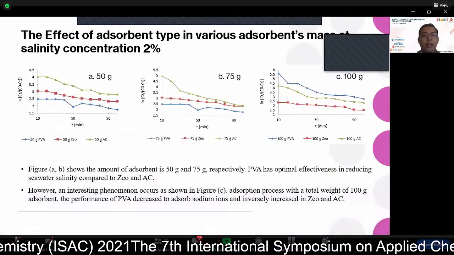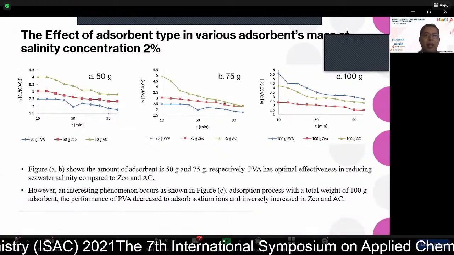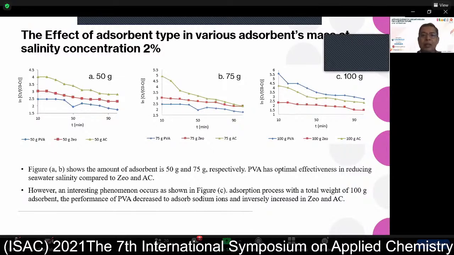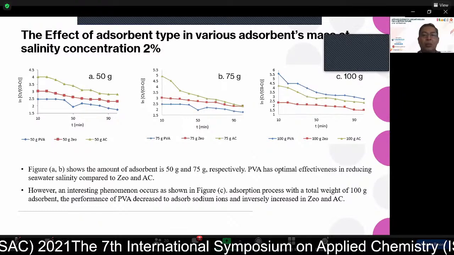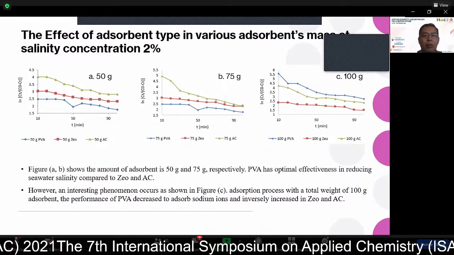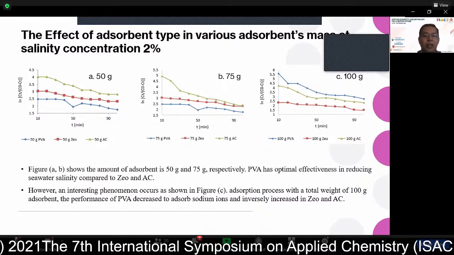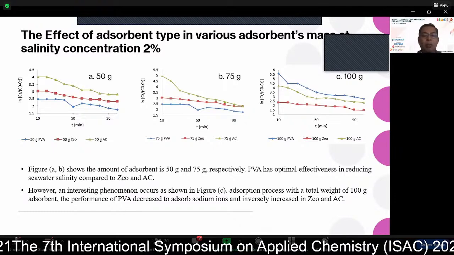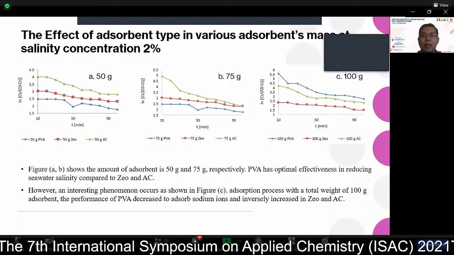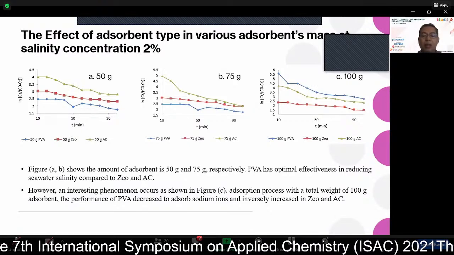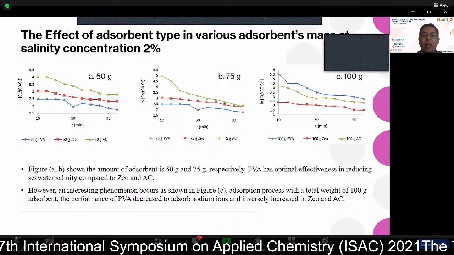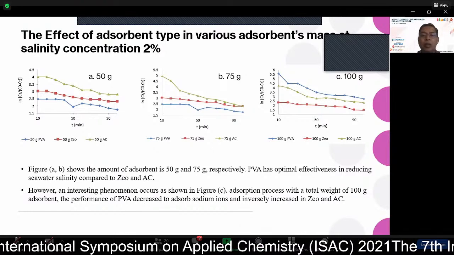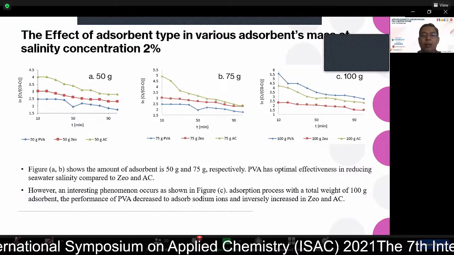Then we study the effect of the adsorbent type at various adsorbent masses, at salinity concentration 2%. From figures A and B, we can see that with the amount of adsorbent at 50 and 75 grams respectively, PVA has optimal effectiveness in reducing seawater salinity compared to zeolite and activated carbon.